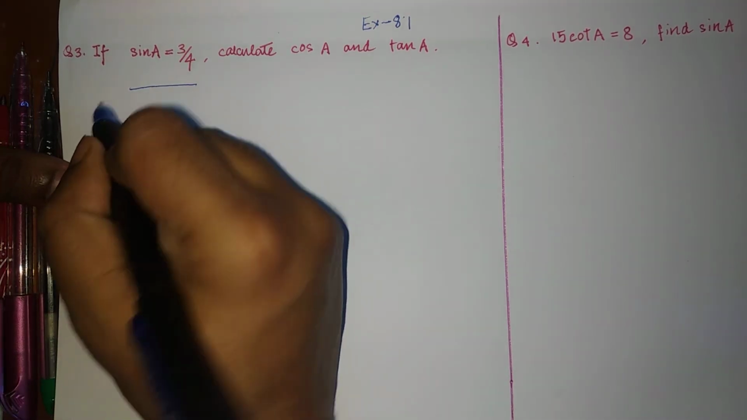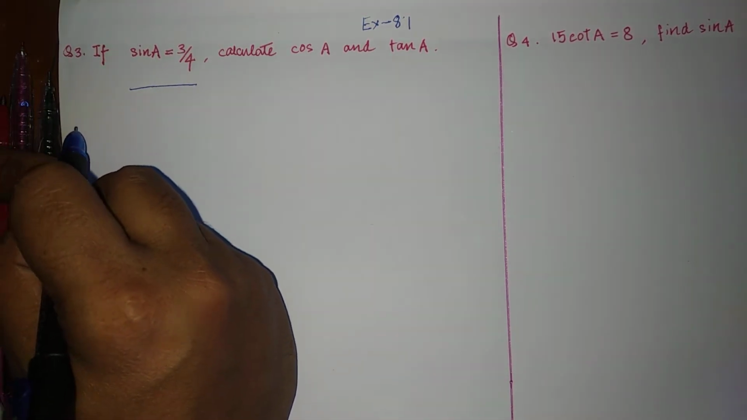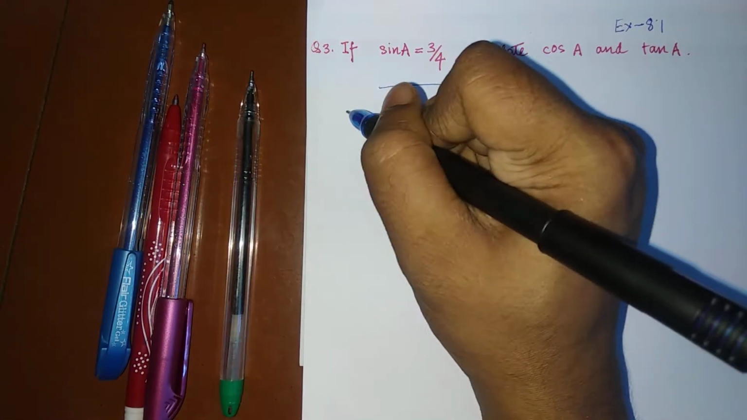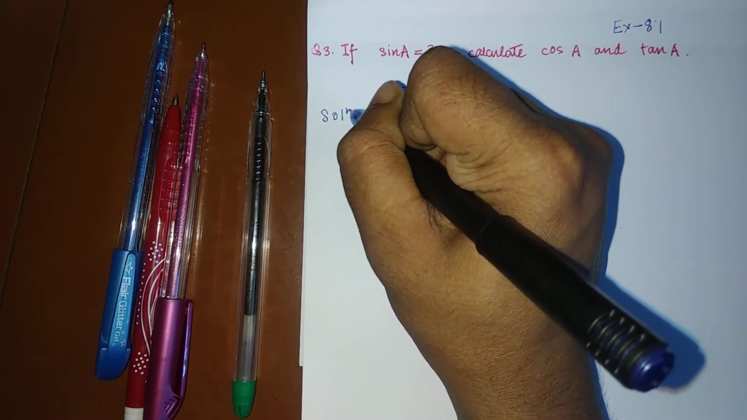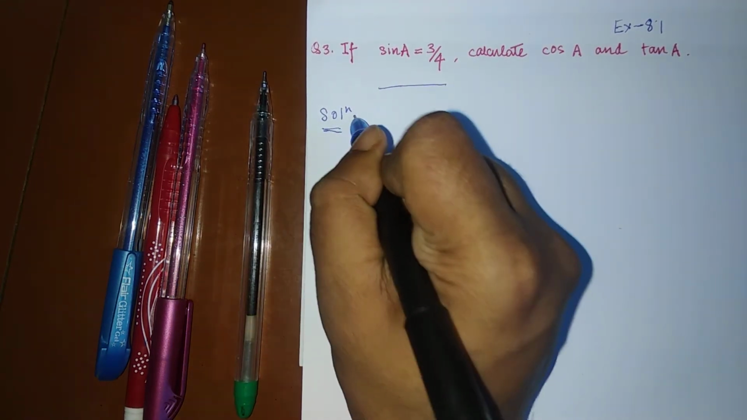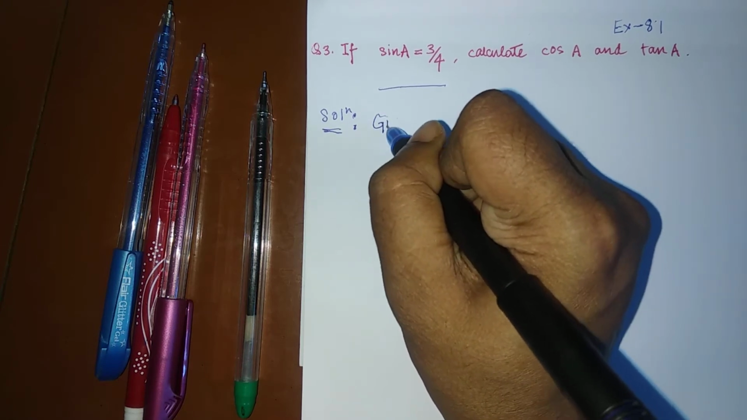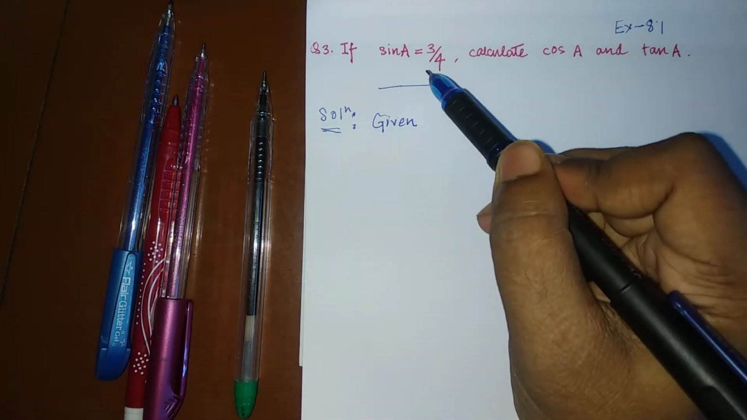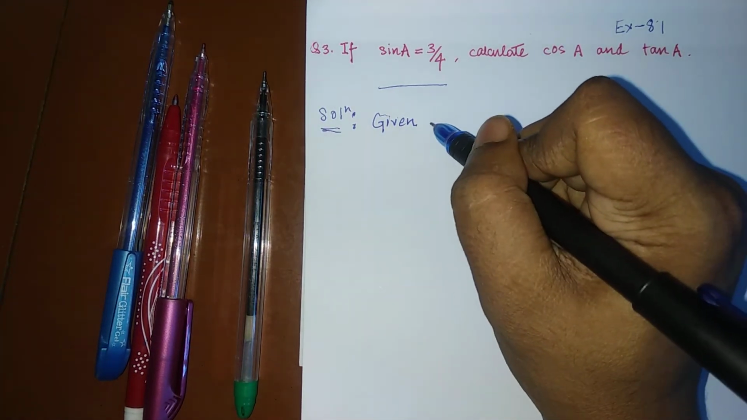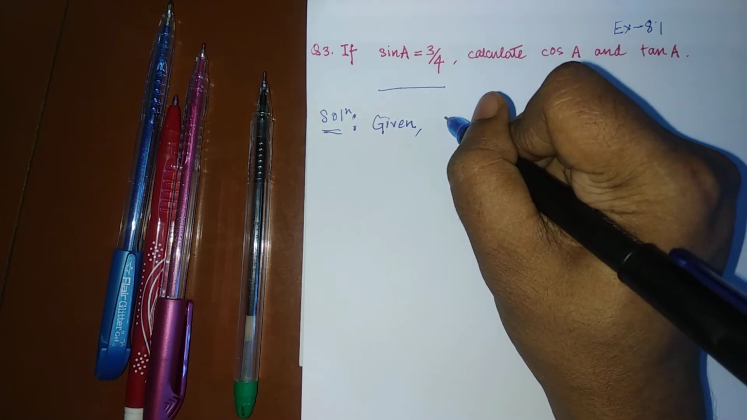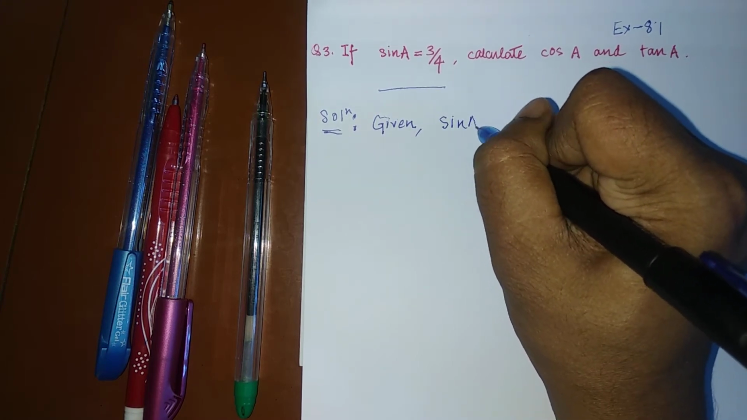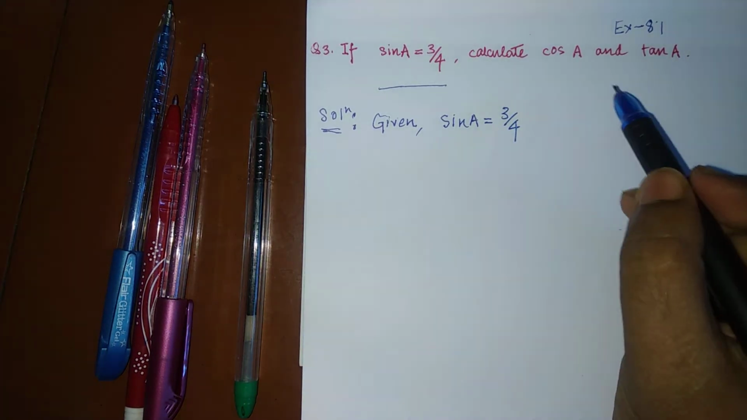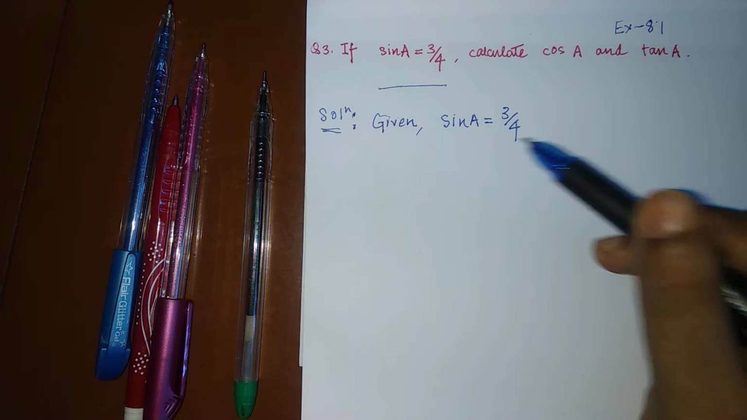So first, you start with given. So first you write solution in the extreme left edge of the page, then write given and write what information is given to you. What information is given to you? Sin A is equal to 3 by 4. Write that piece of information. Sin A equals 3 by 4. Now you have to calculate cos A and tan A from this information.